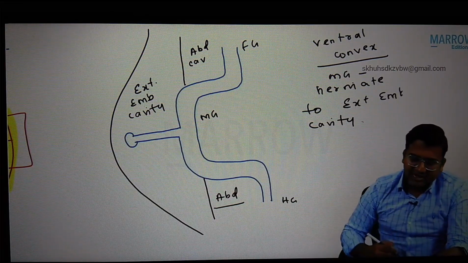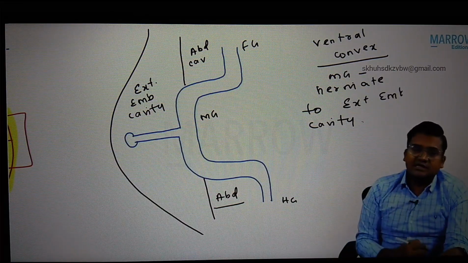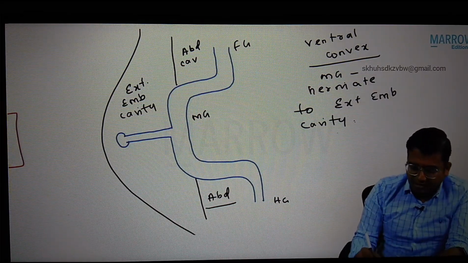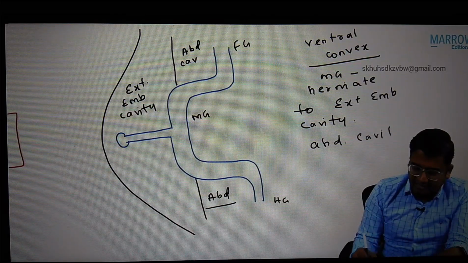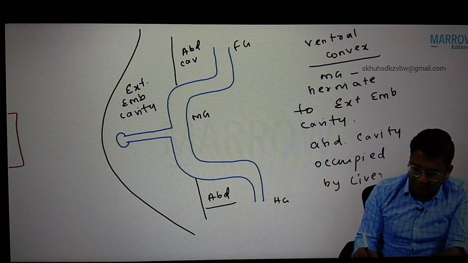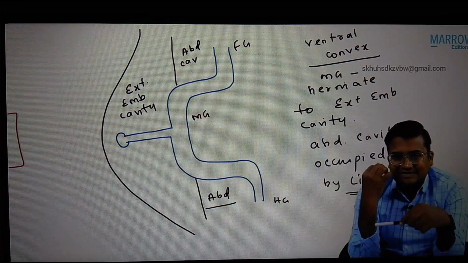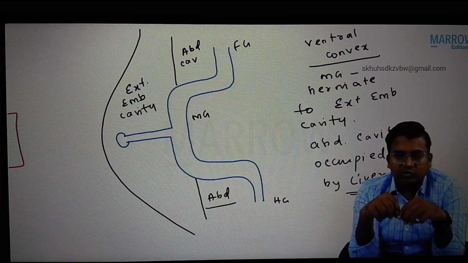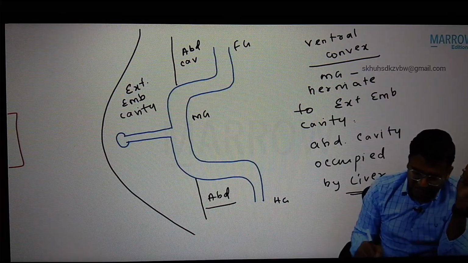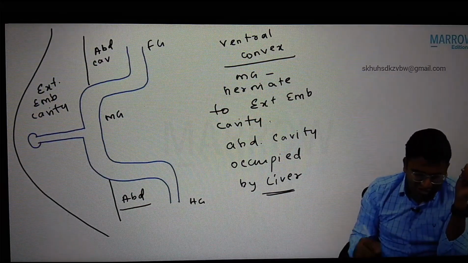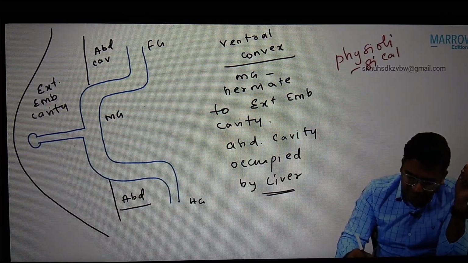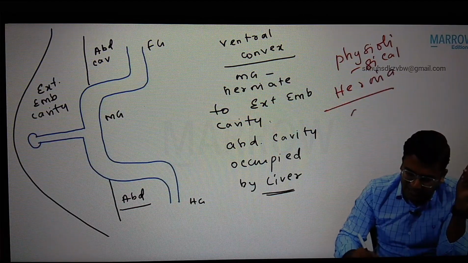Now why is it herniating into the extra embryonic cavity? Because the midgut loop does not have enough space to develop. The abdominal cavity is occupied by the liver. The rapid growth of the liver decreases the space for the midgut loop to develop inside the cavity. So the midgut loop comes out of the abdominal cavity into the extra embryonic cavity. This is called physiological hernia, and it occurs by the 6th week.